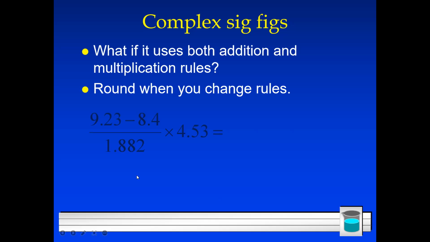So right here, for example, this is 9.23 minus 8.4, times 4.53 divided by 1.82. I don't know if you remember the order of operations. The first thing you do is subtract.